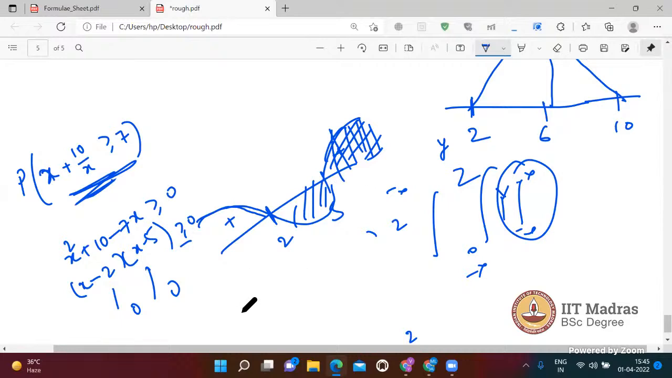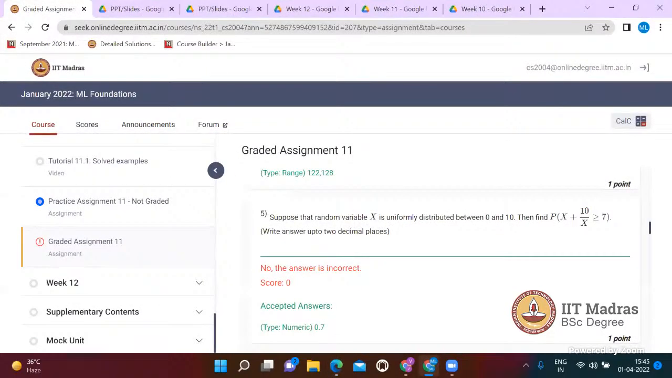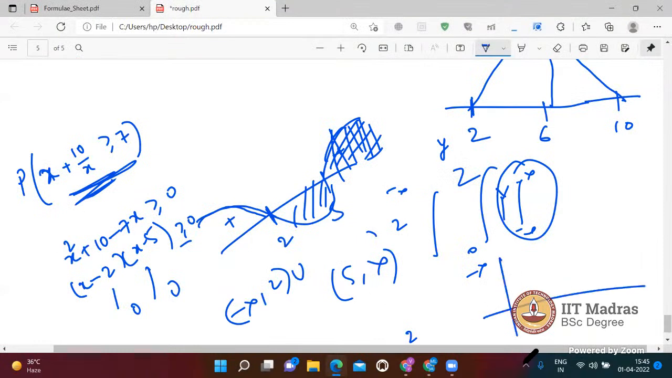So the final region is minus infinity to 2, union 5 to infinity. But here we have a uniform distribution, I guess, between 0 and 10, right? So it is from 0 to 10 only. Minus infinity to 2 means the common area is this one, and from 5 to infinity the common area is this one, because for the other cases the uniform density is 0.